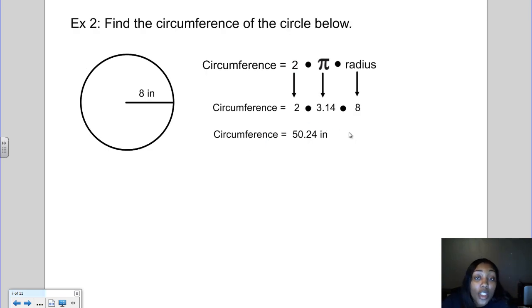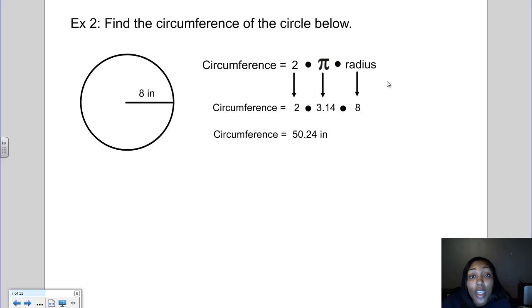So in this next example, we're asked again to find the circumference of this circle. We want to look at what part of the circle they gave us. In this example, they only gave us the radius. And we know we have the radius because the line only goes halfway across. They told us that the length of this radius is 8 inches.